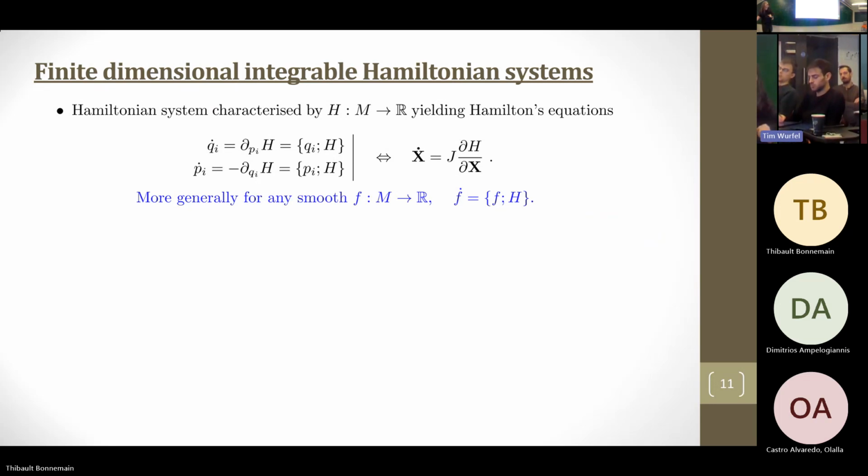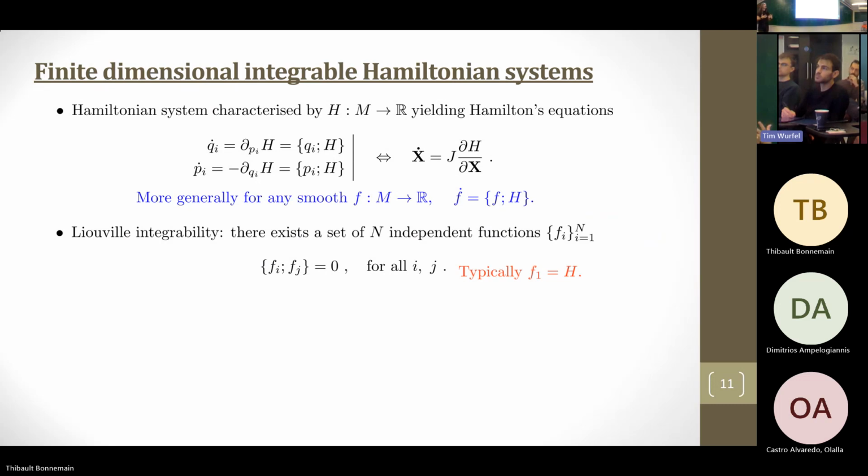So, of course, if the Poisson bracket between f and H is equal to 0, that means that the observable is invariant under the dynamics. Now, such a system is said to be Liouville integrable if there exist, for a 2n-dimensional phase space, n independent functions f such that the Poisson bracket of each pair is equal to 0. And typically we choose f1 equal to H. So these observables are also invariant under the dynamics.